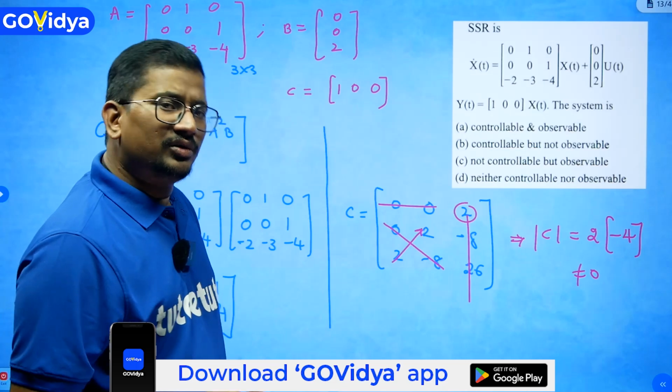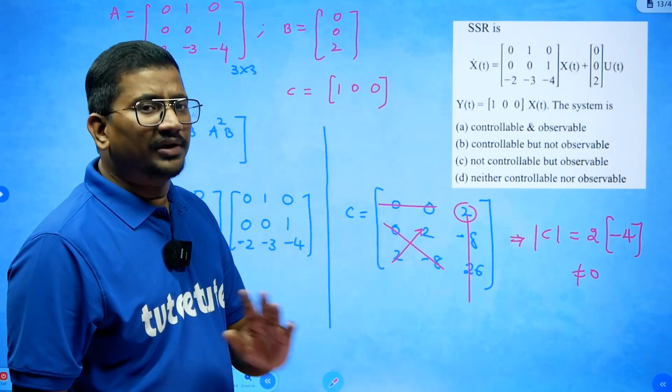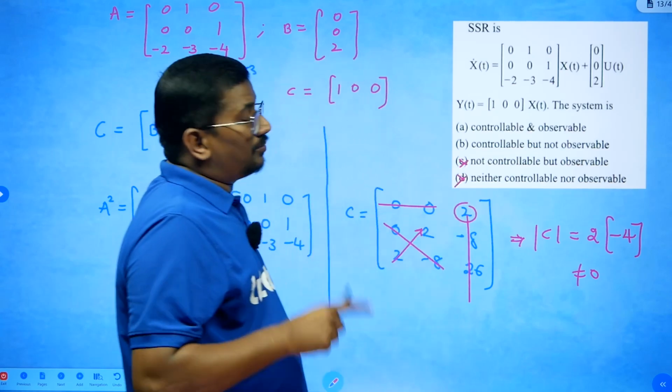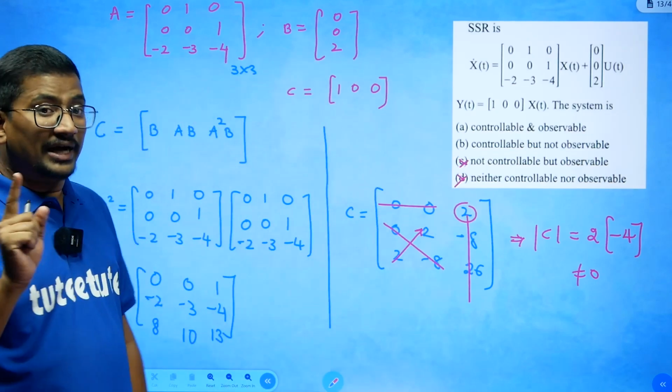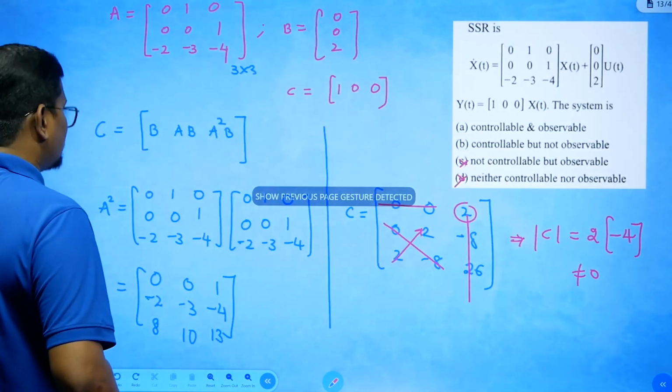The determinant should not be equal to 0. Should not be equal to 0 to say controllable. If it is equal to 0, it is not controllable. So out of 4 options, these 2 we can eliminate. But the other thing is also there. We have to check, yes, observability. Okay, let me add the slide.